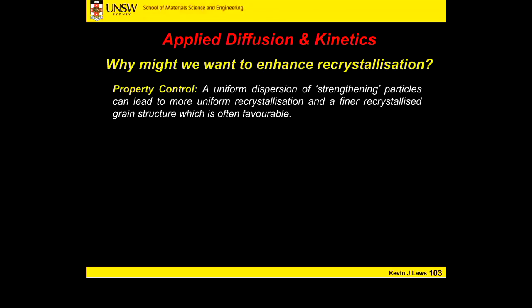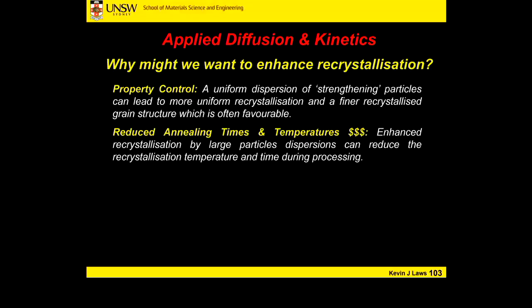Right, so one instance is property control. A uniform dispersion of strengthening particles can lead to a more uniform recrystallization and a finer recrystallized grain structure, which is often favourable. So small grains give us our higher strength. If we've got a random texture in there, this is also very good. So property control is one reason.